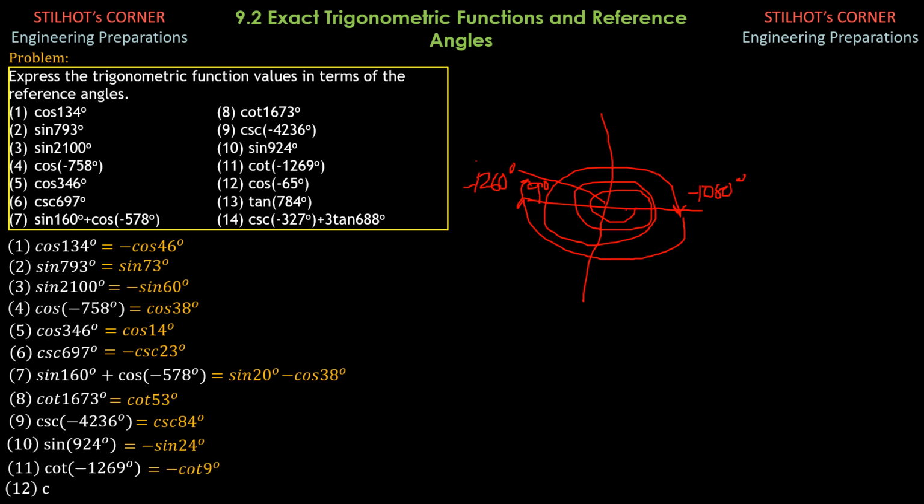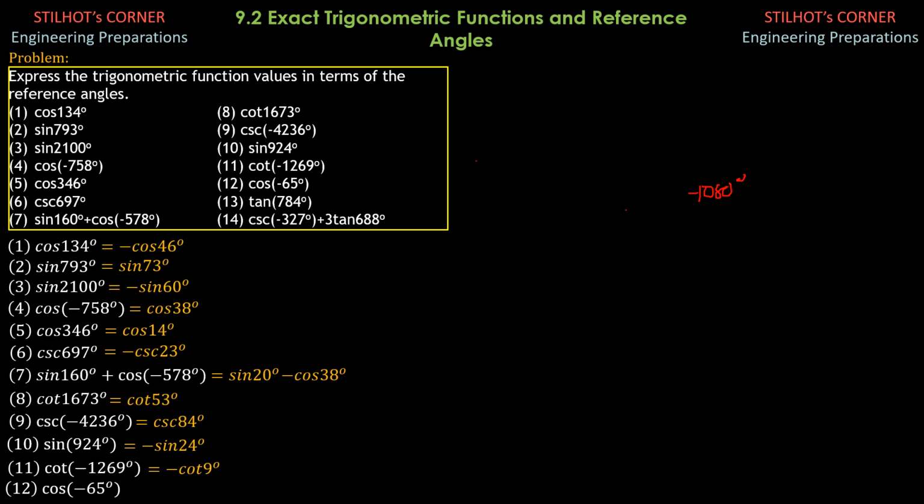Then number 12, cosine of negative 65 degrees. So clockwise. 65 is already the reference angle. Cosine is positive in the fourth quadrant because x is positive, x over r. Cosine is x over r. Therefore, that's also cosine of positive 65.